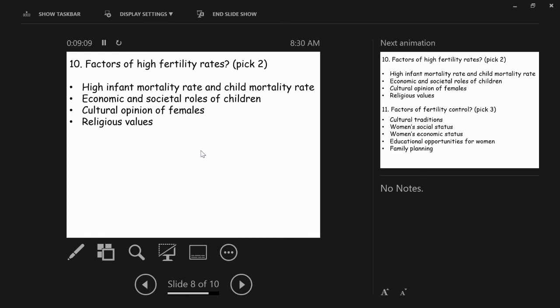Also, culture makes the man the more powerful in the couple. Sometimes, culturally, females are seen as those that just simply are taking care of the home, taking care of the kids, and having babies. Could be religious.